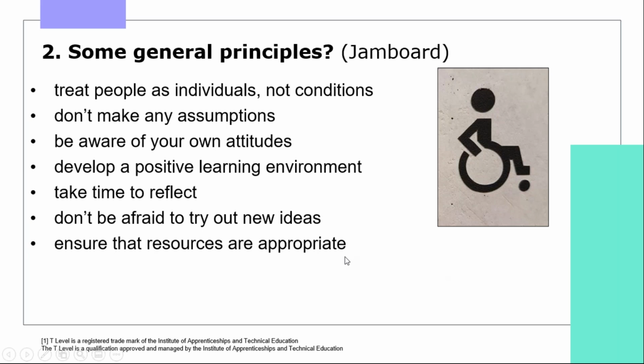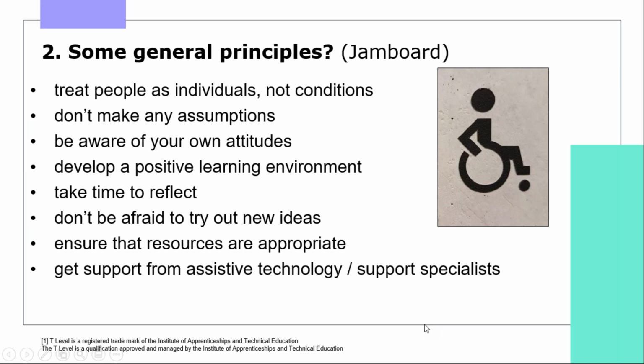So thinking about resources, it's important to ensure that they are appropriate for students as individuals. They must meet the needs of the students. And remember that a resource which is perfect for one student might be the absolute opposite for another. And finally, get support from your organisation's assistive technology and support specialists.